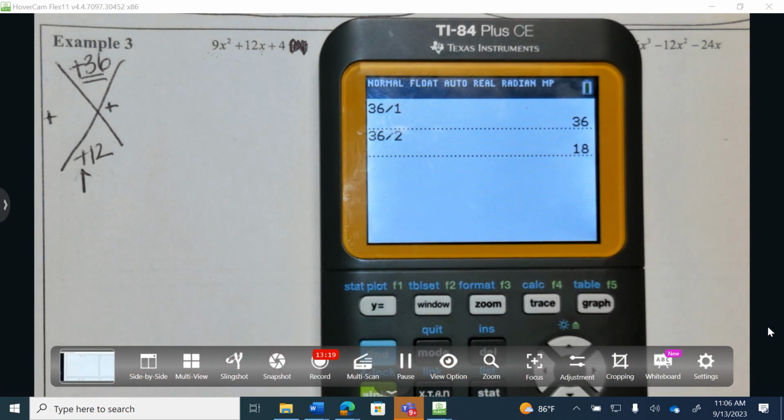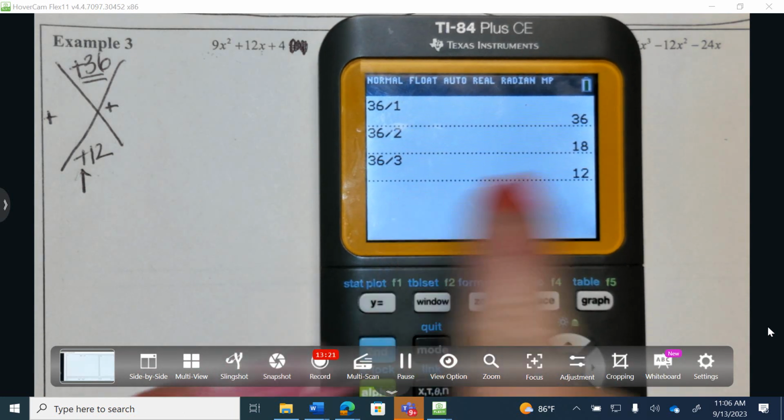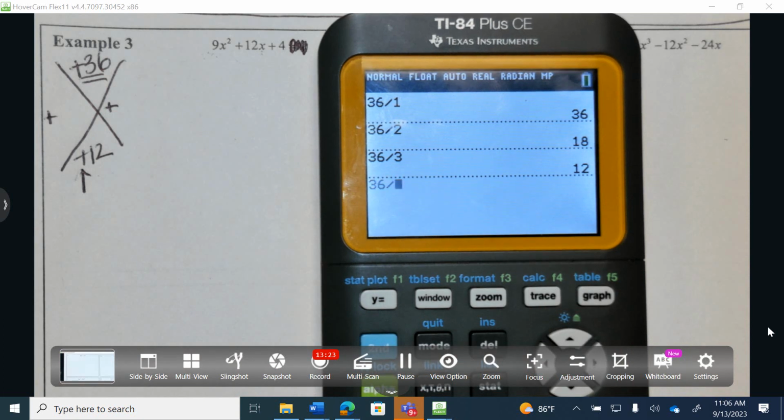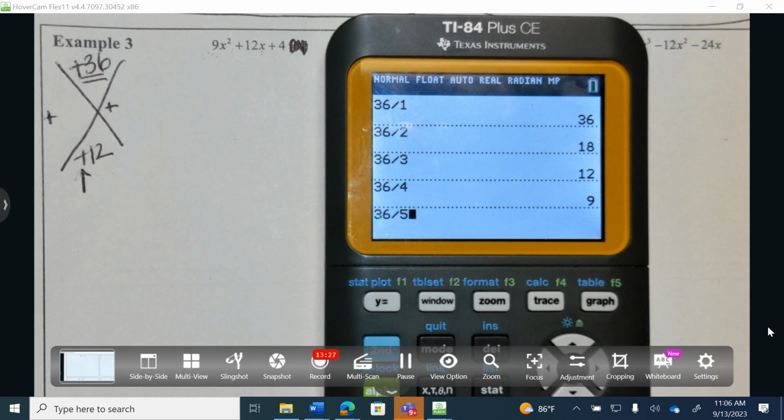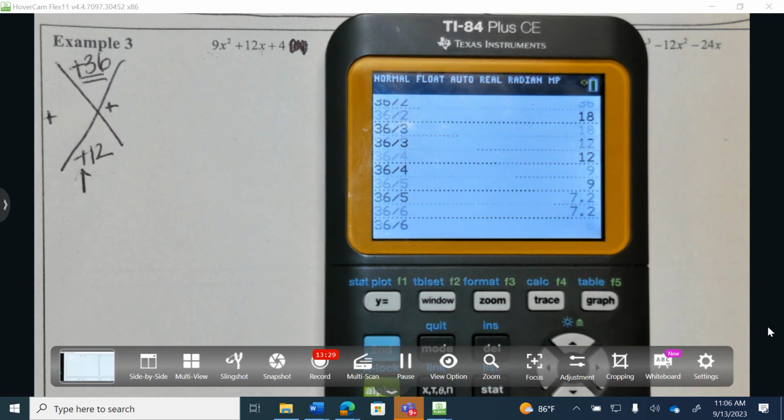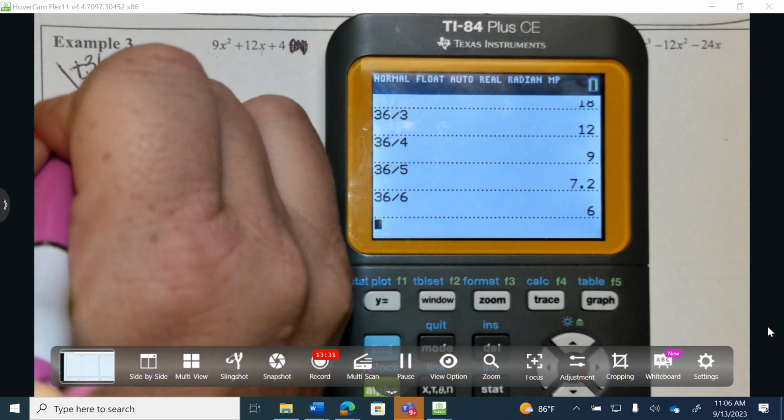2 and 18 does not give you 12. 3 and 12 does not give you 12. 4 and 9 is close, but it's 13, not 12. When you get a decimal, we ignore it. And here we go. 6 and 6 is 12.